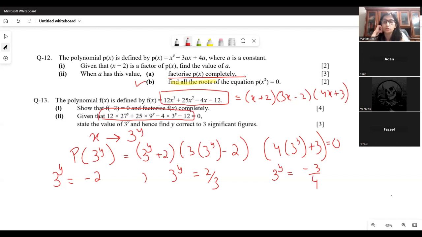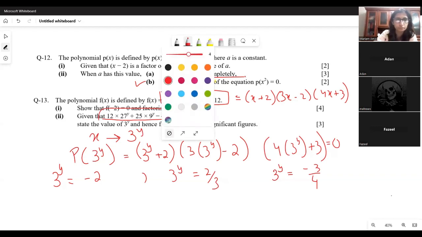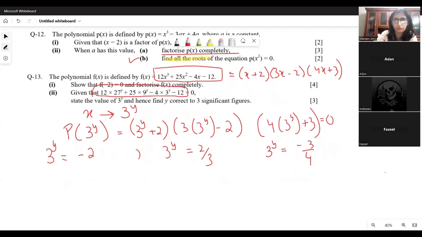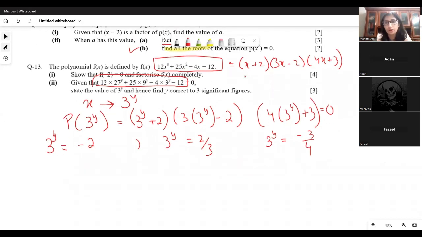Now we need to use log after this point. Whenever you have a variable in the power, that means you have to use log. We haven't studied log yet, but I'll just tell you what you need to do, just a first introduction to log. Whenever you have a variable in the power, you need to take log on both sides. So you take log on both sides in all three expressions.